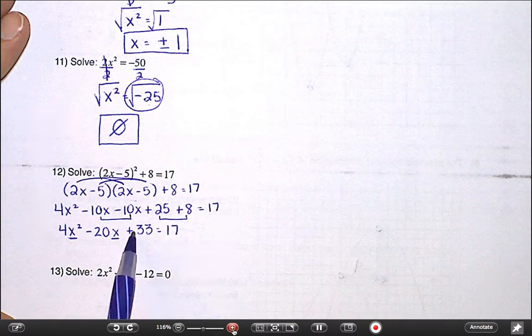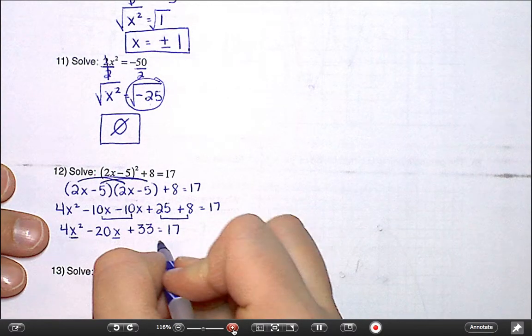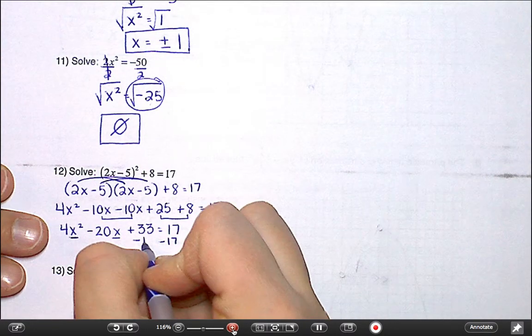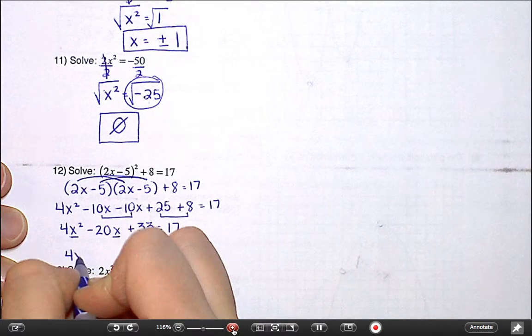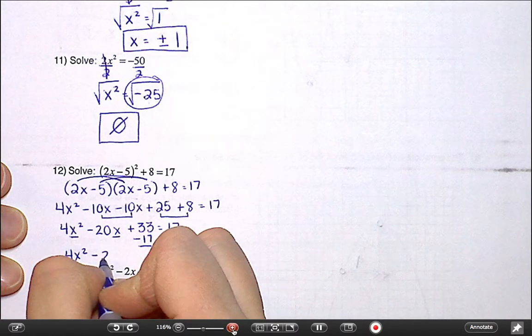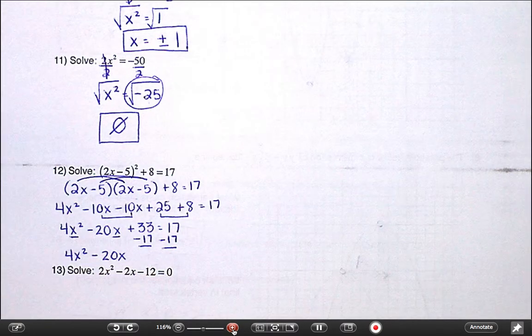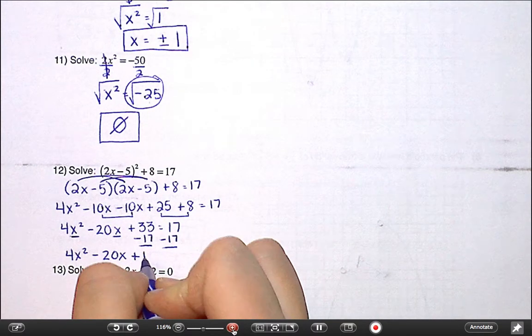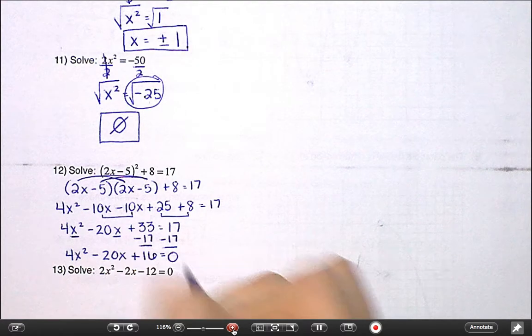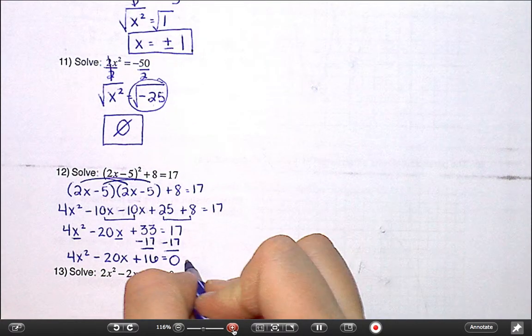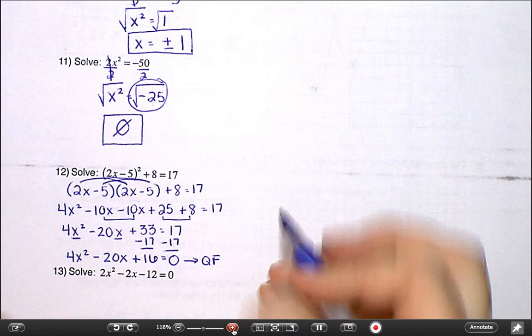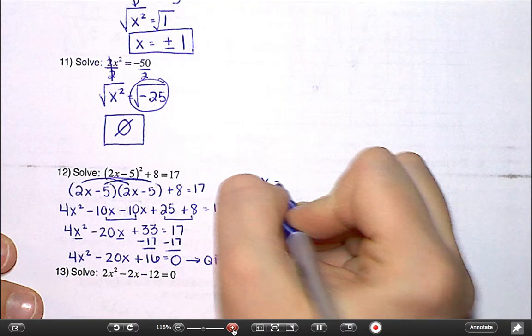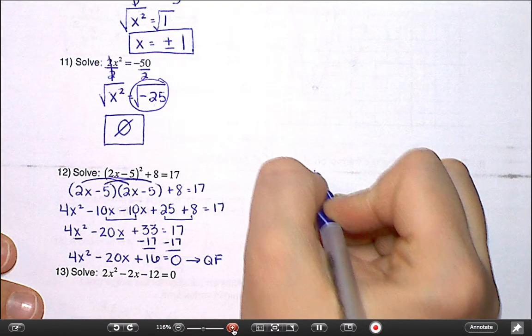I need to move this 17 this way. So I would subtract 17, subtract 17. Okay, and I end up with 4x squared minus 20x. Let's see, 33 minus 17, I think that's 16. And then it equals 0. Now this is ready for the quadratic formula. Okay, so I'm going to head over here. Here's my quadratic formula. And again, you will have this formula on the exam.